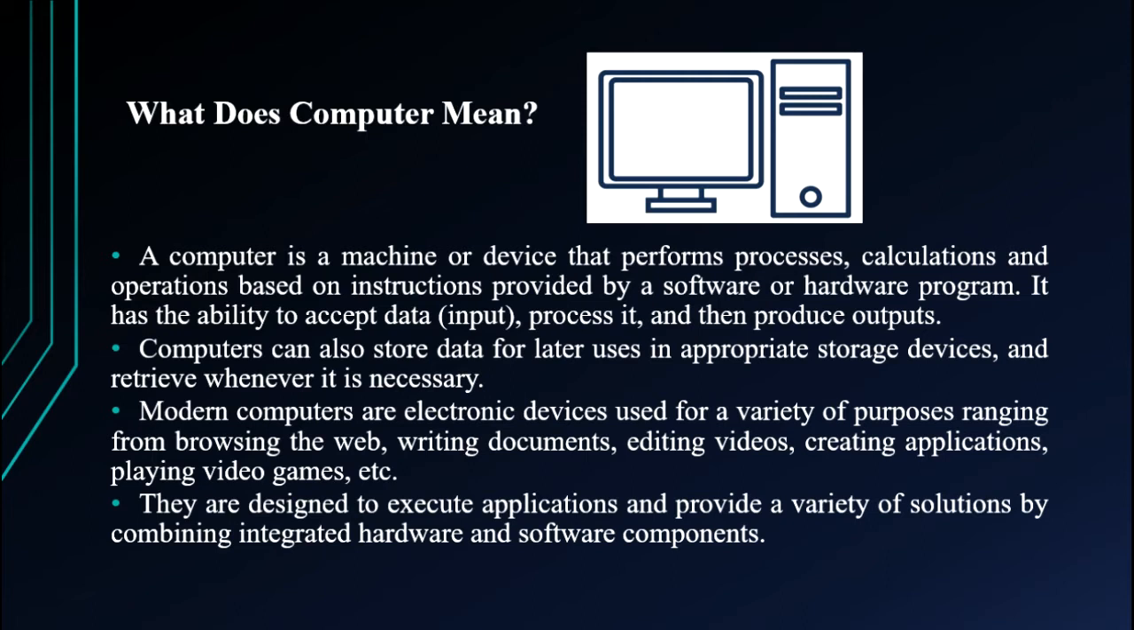A computer is a machine or a device that performs processes, calculation, and operation based on instructions provided by a software or hardware program. It has the ability to accept data, process it, and then produce outputs or information. That is one of the characteristics of a computer.